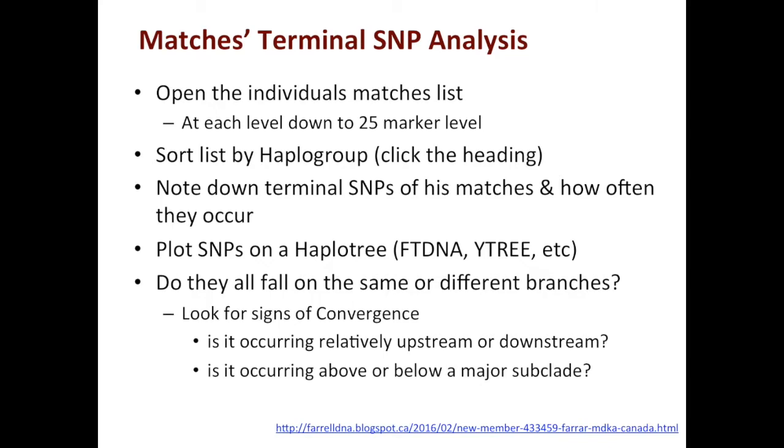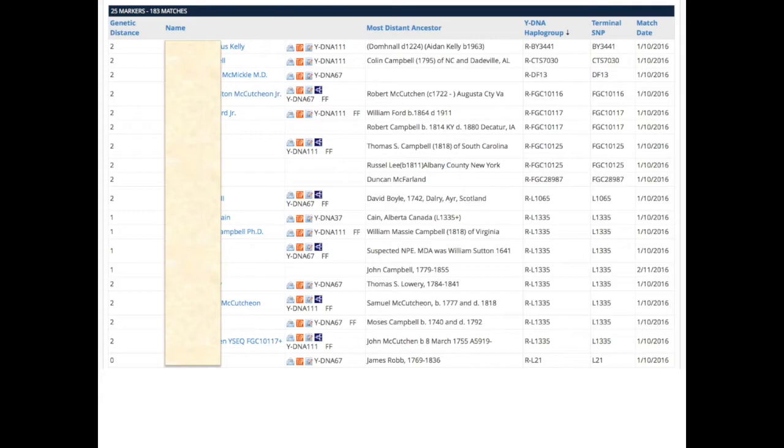Because if they fall on different branches, then convergence is probably present. How extensive is that convergence is the next question. And is it occurring just really quite far downstream, and you don't need to worry about it too much? Or is it actually happening quite far upstream, which is going to be more of a problem? But let's look at a few examples.